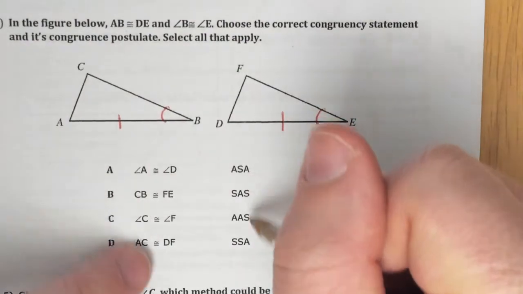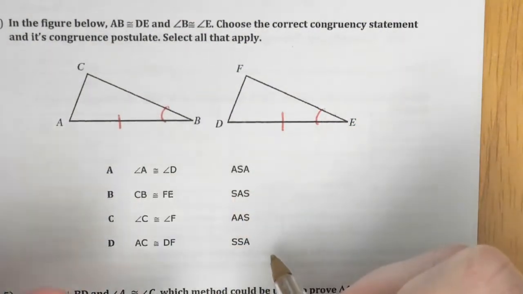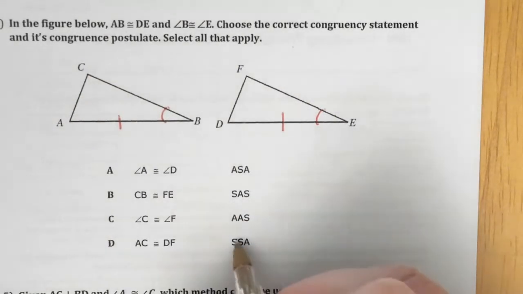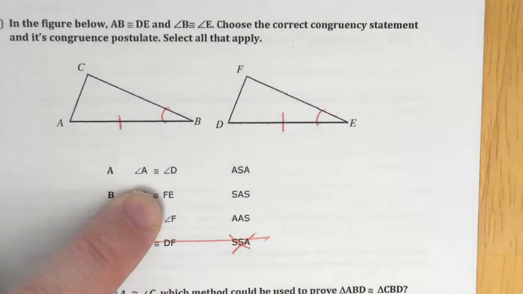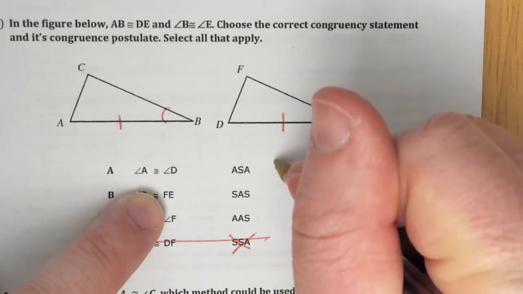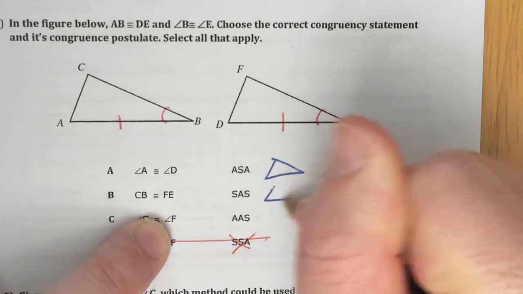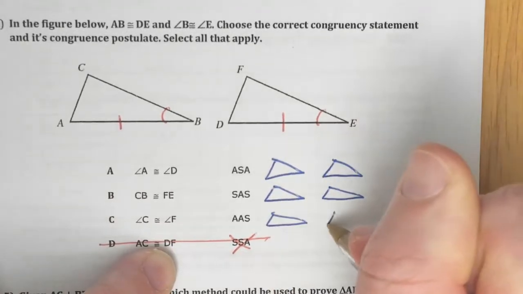Choose the correct congruency statement that we get. Okay, so looking at this, which one proves that things are congruent? Right off the bat, one of these is going to be bad. Which one is bad? Right there, backwards. That's definitely not going to be one of them. So D is definitely out no matter what. Okay, just to help you focus on what I'm talking about, I'm going to redraw these triangles three times because we don't care about this other one.